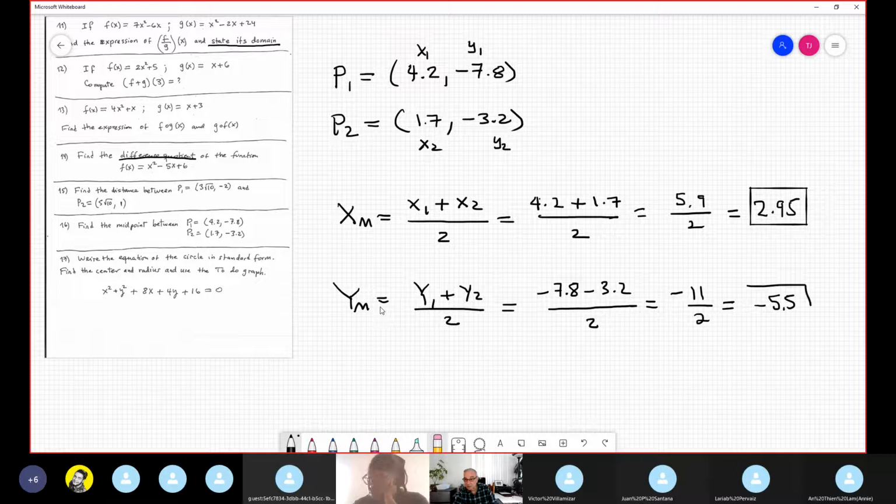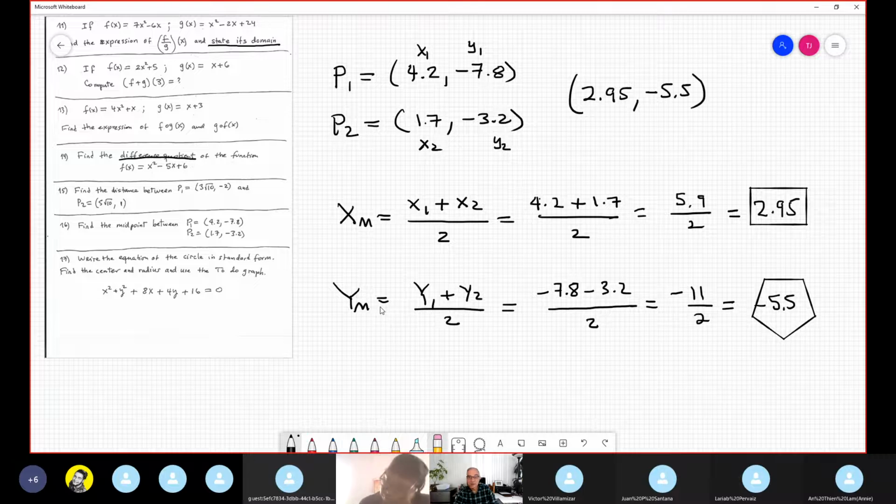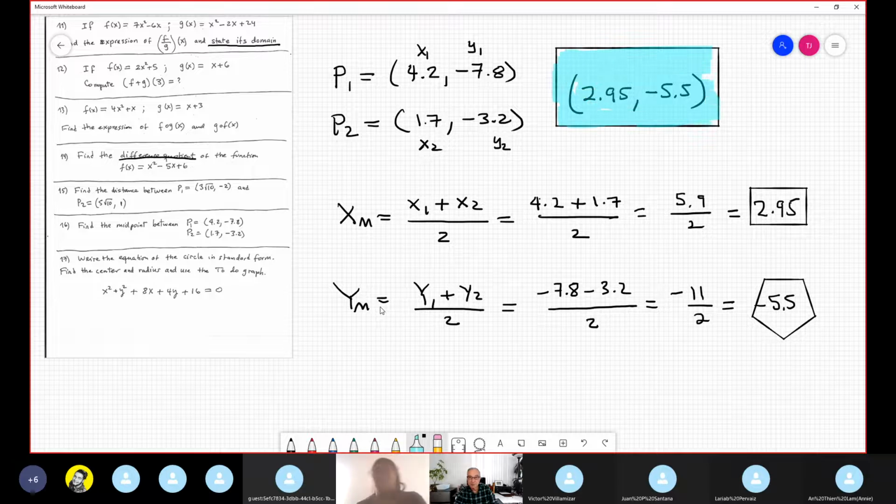So what is the final answer? The final answer is the midpoint is located at the point 2.95, comma, negative 5.5. Is the answer. Any question? Midpoint. No problema with the midpoint. Easy, easy, easy. Super.